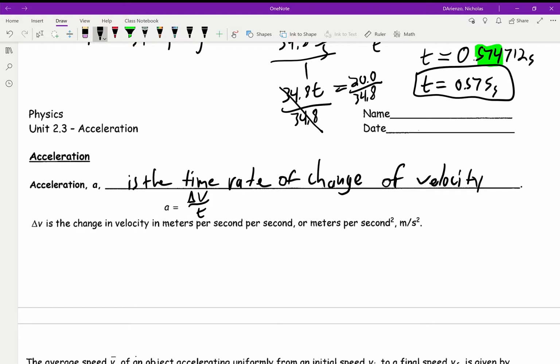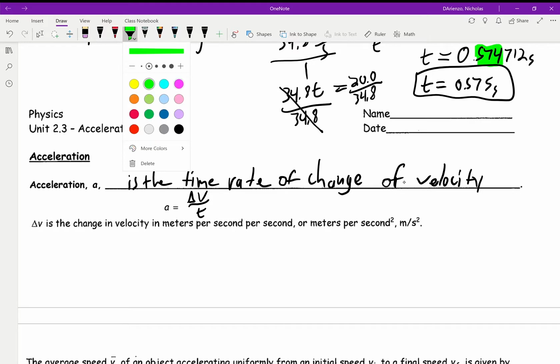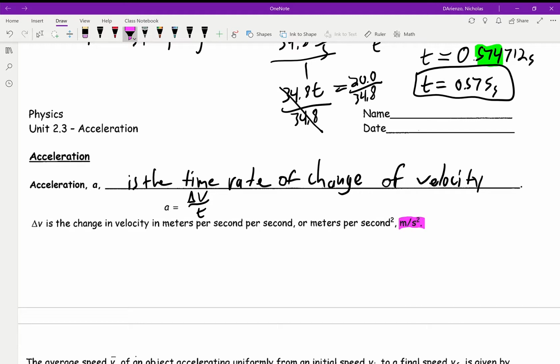And that's going to give us an interesting unit here, meters per second squared. Considering we have our change in velocity, which is meters per second, and our time, which is also in seconds, we end up with a meter per second squared, combining our like terms.